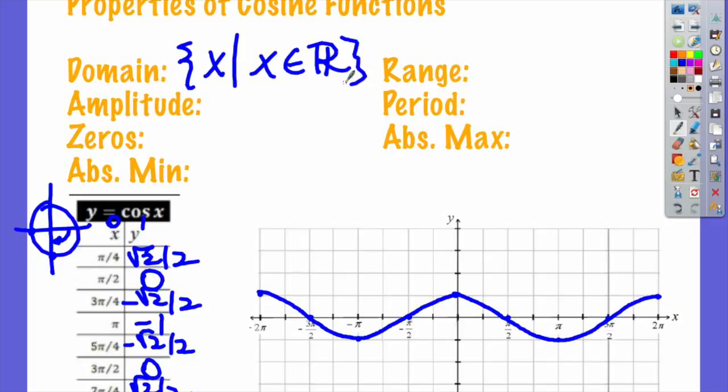Exactly, yes. What is the range here? What is the range, Tanner? I have a question. Oh, question, yes. When you go into the negatives, how are you supposed to plug it in?